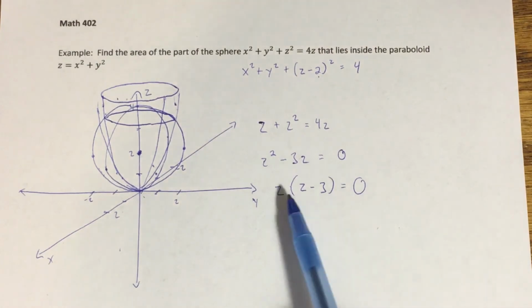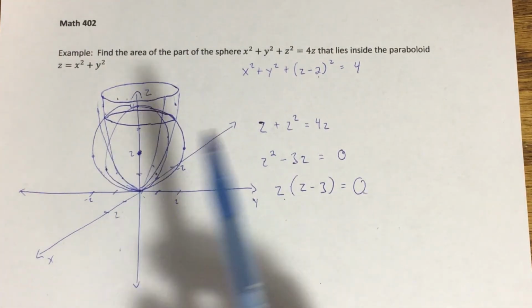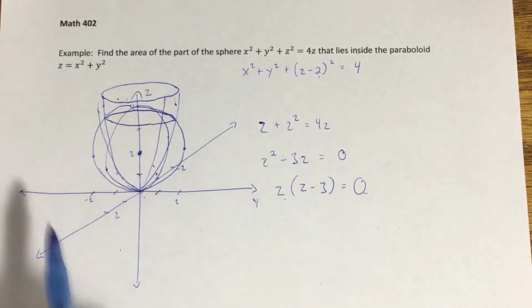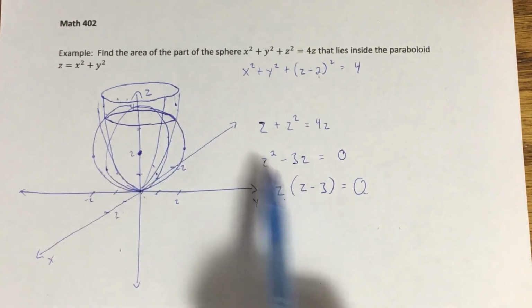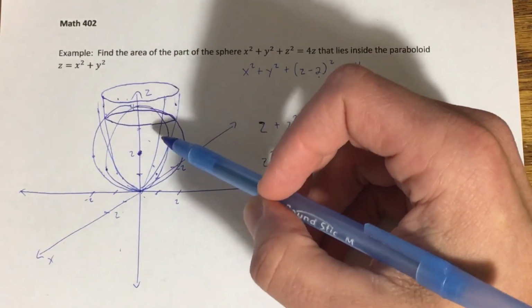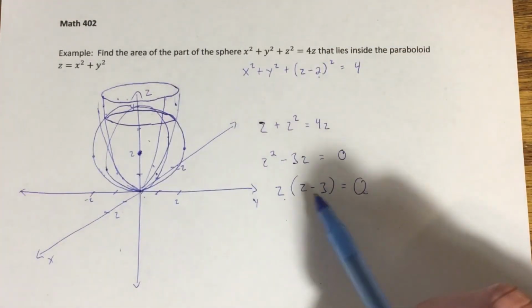Okay? Now, if z is equal to 0, that's down here at the origin, and that's one point of intersection that we know that these two surfaces have. That's not the place where we're looking for our region. We want this circle. So this circle, even though I didn't draw it totally accurately, it's where z is equal to 3.